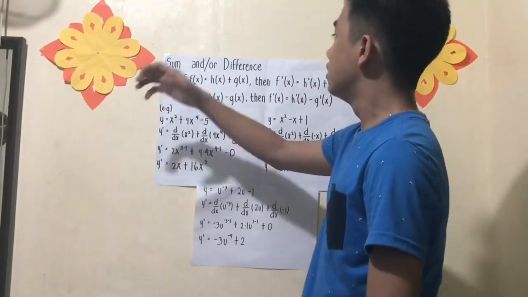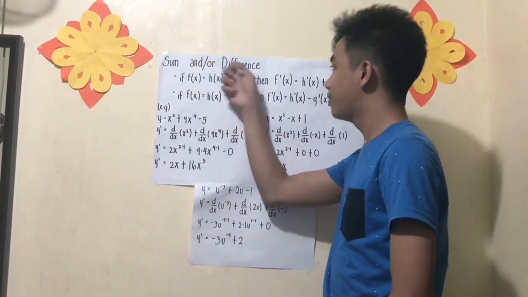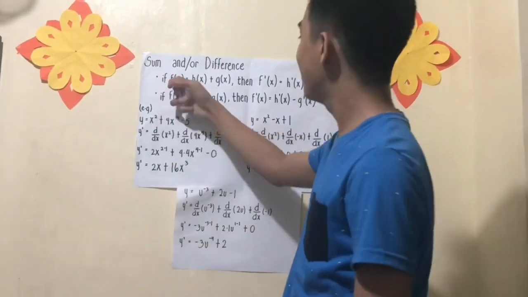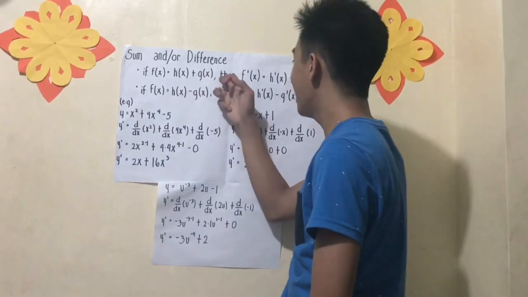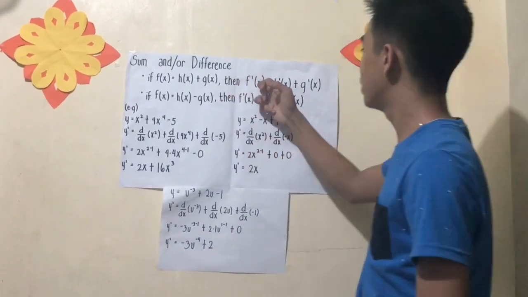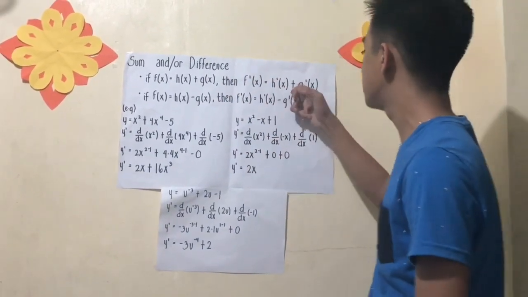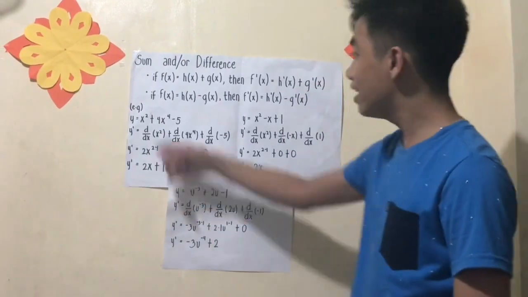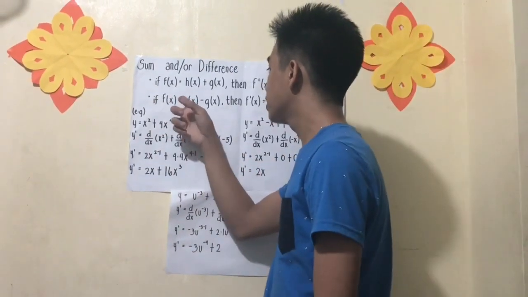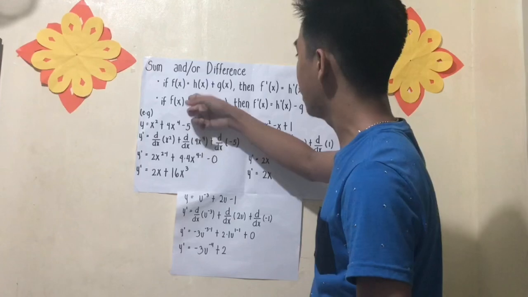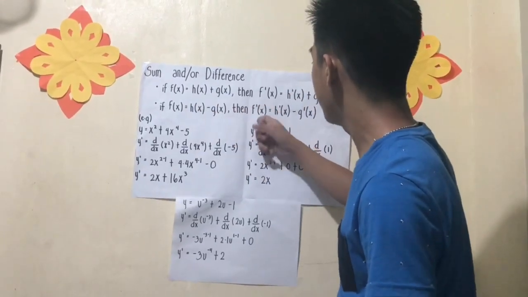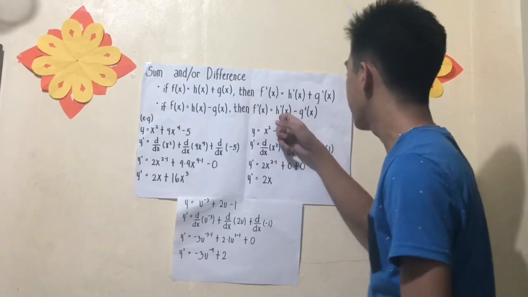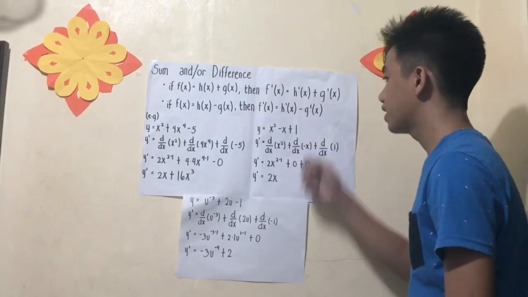Sum and or difference. If f of x equals h of x plus g of x, then f prime of x equals h prime of x plus g prime of x. If f of x equals h of x minus g of x, then f prime of x equals h prime of x minus g prime of x.